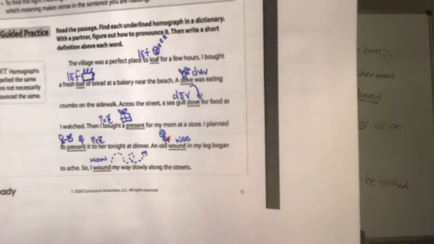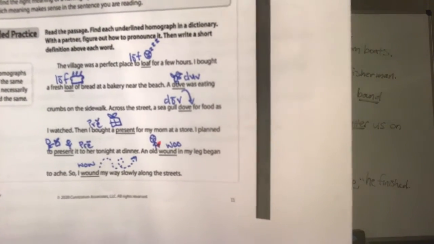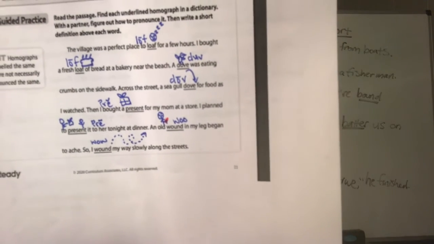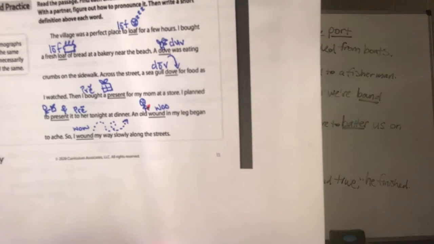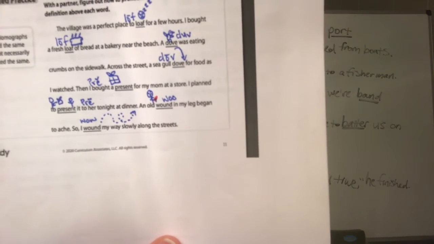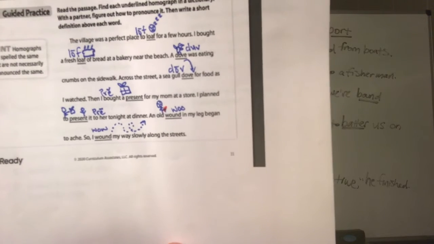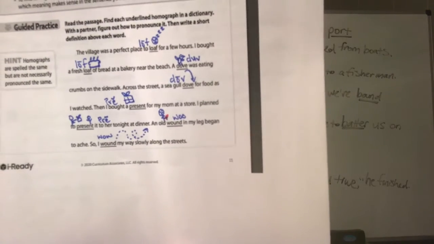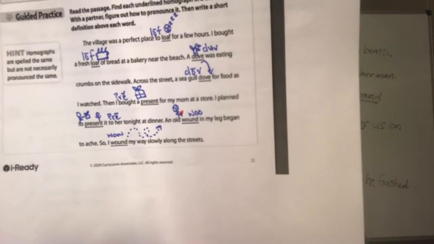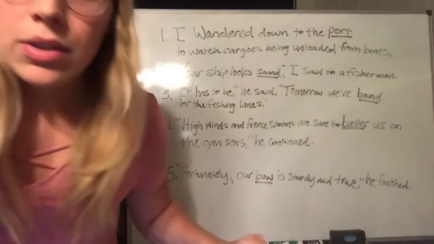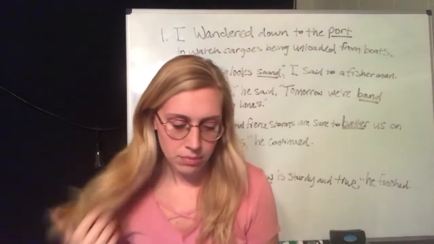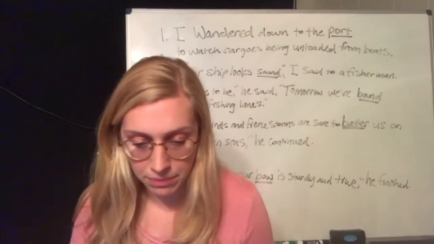Then I bought a present, or a gift, for my mom at a store. I planned to present it to her tonight at dinner. An old wound in my leg began to ache. Now that wound is like an injury. So I wound my way slowly along the streets. Now that wound is to go kind of topsy-turvy or to not go in a straight line.